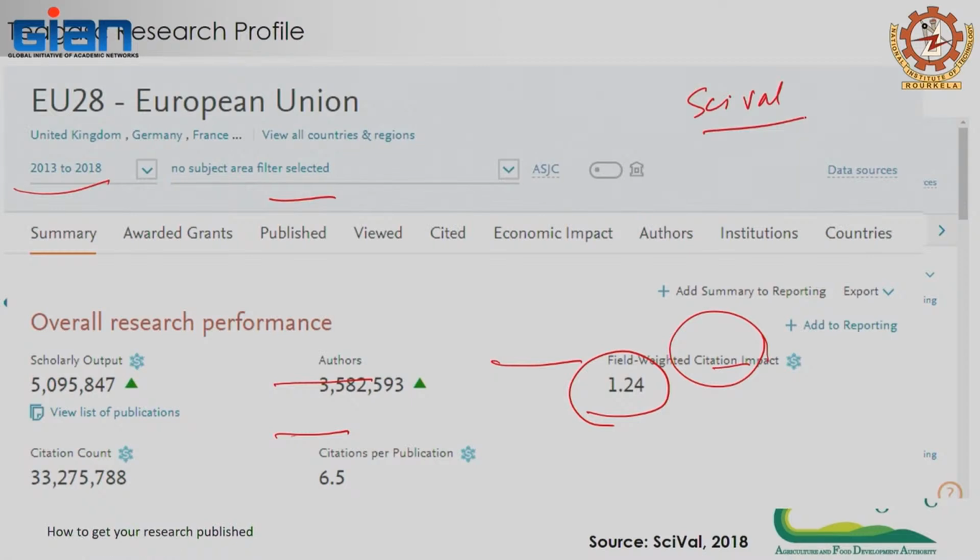A lot of institutions, the moment you apply somewhere, the first thing they do is go to SciVal, look at the individual, where he stands, what is the area of work, and accordingly they do the rest of the thing. It doesn't matter what you write in your CV. Then authors 3.5 million, that is 35 lakhs. Field weighted citation impact 1.24 means European research is almost 24% above the global average. Then you can calculate for India and other organizations, but this is only a global picture.